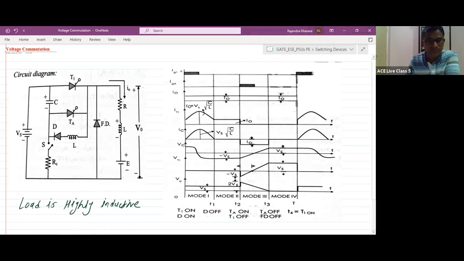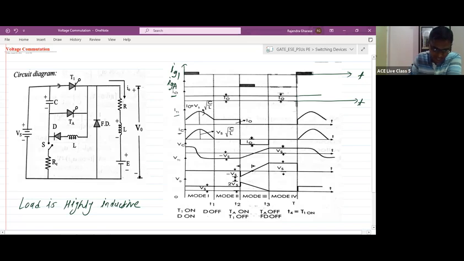Here IZ1 is the gate pulse to the main thyristor T1. Let me write it as IZ1. Next, IZA is the gate pulse to the auxiliary thyristor. Next one is the load current I0, then IT1, the thyristor T1 current, and IC, the capacitor current.